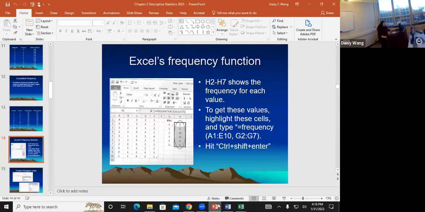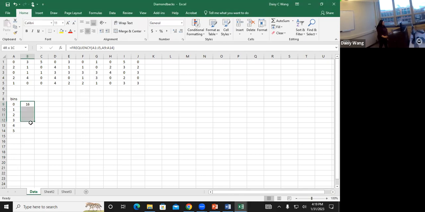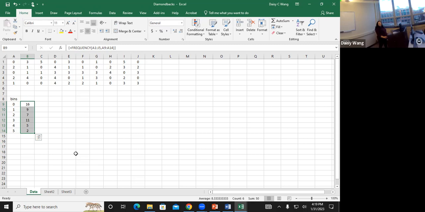Okay, hit Control Shift Enter. I didn't need to hit that. Control Shift Enter. Control Shift. Oh, now it worked. So Control Shift Enter. It should work. Any question?